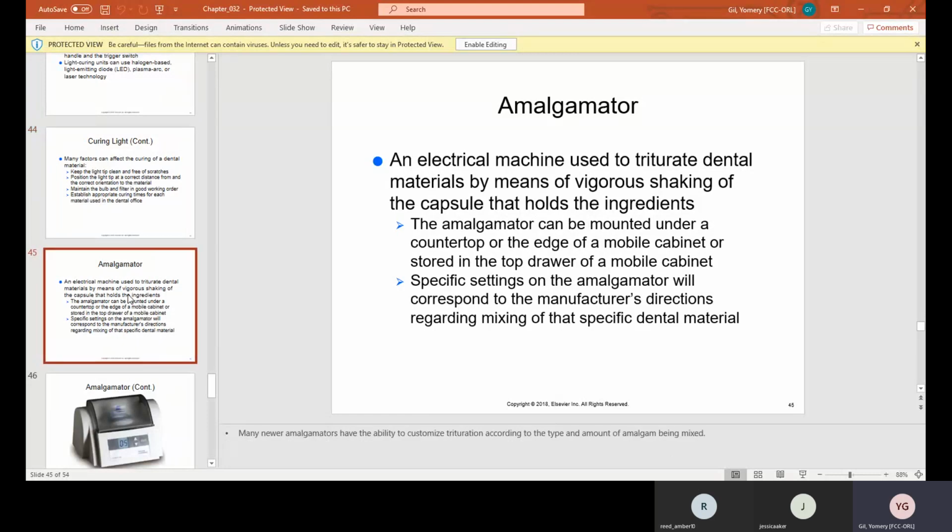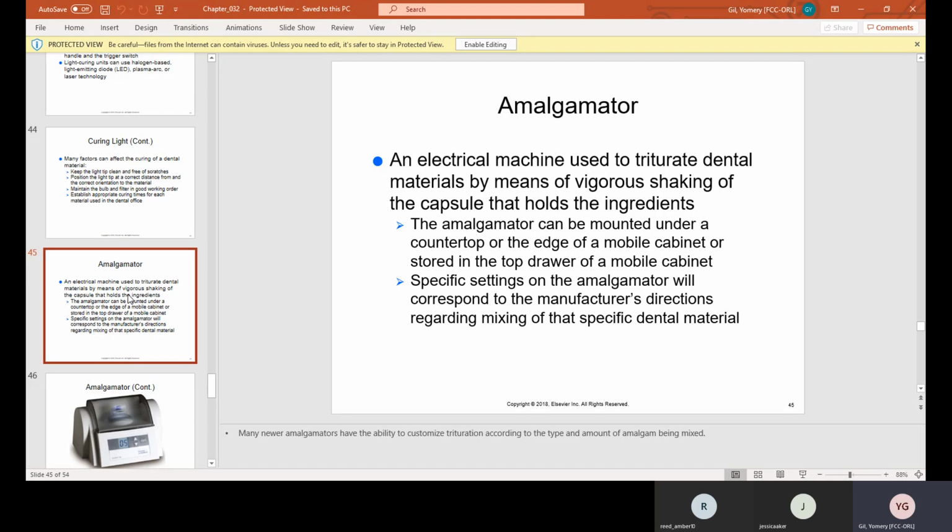So now we're going to talk about the amalgamator, okay? It's an electrical machine used to triturate. Triturate just means to mix, to shake very fast and mix dental materials by means of vigorous shaking of the capsule that holds the ingredients.